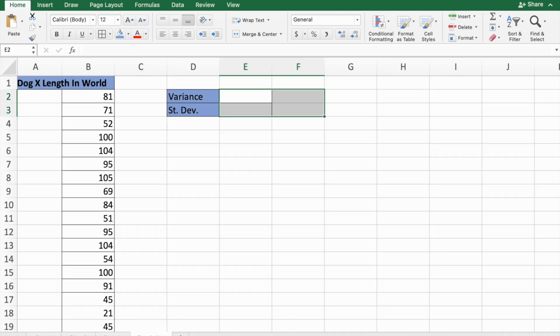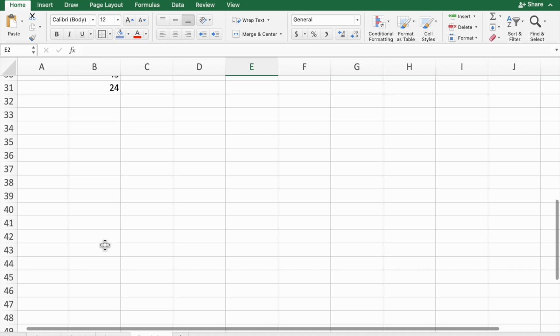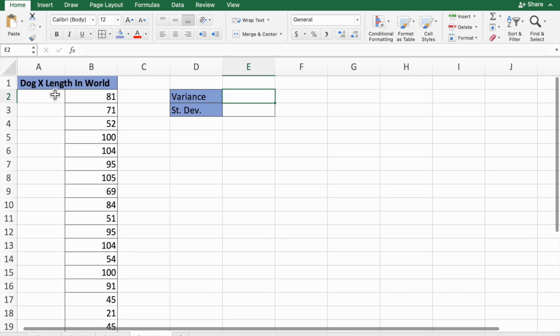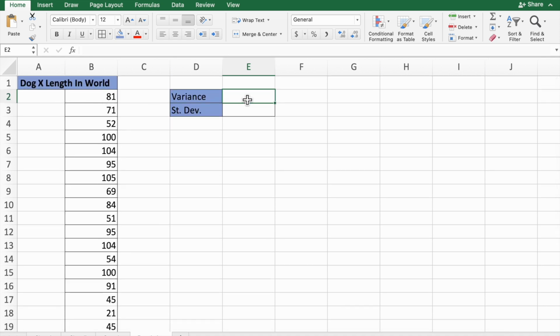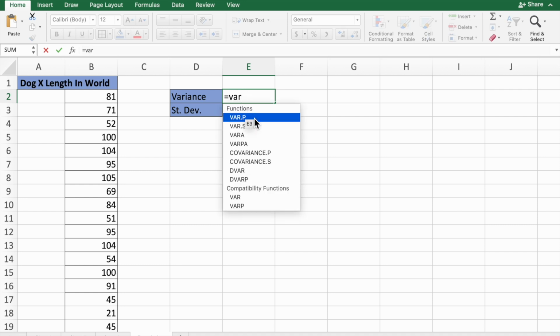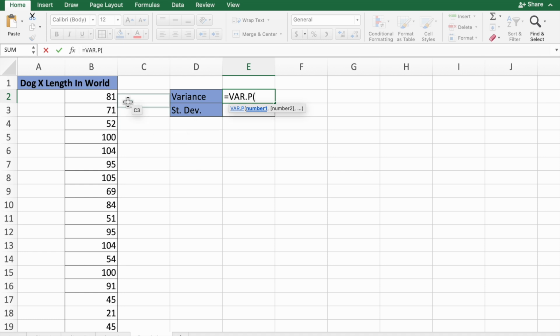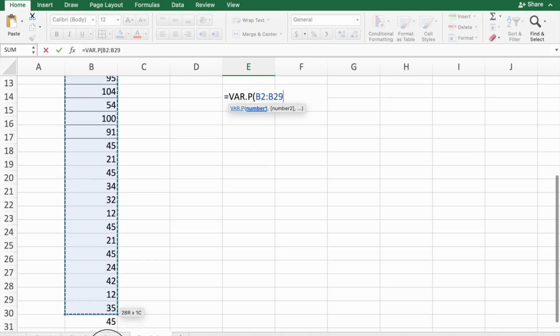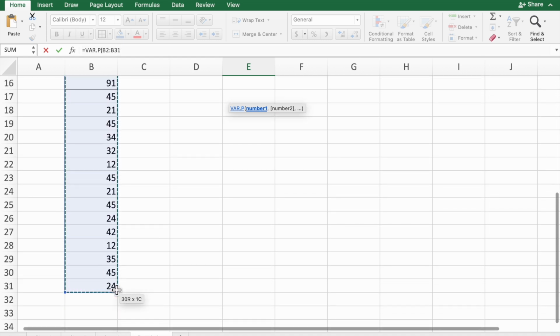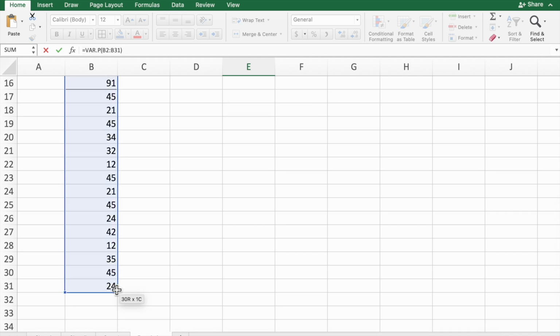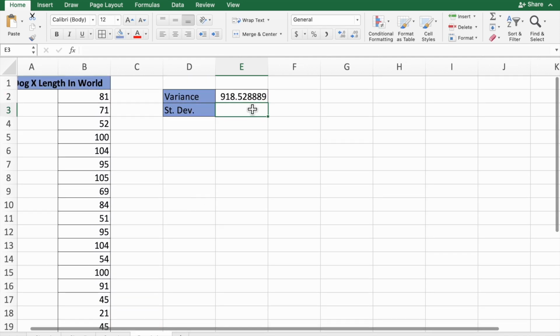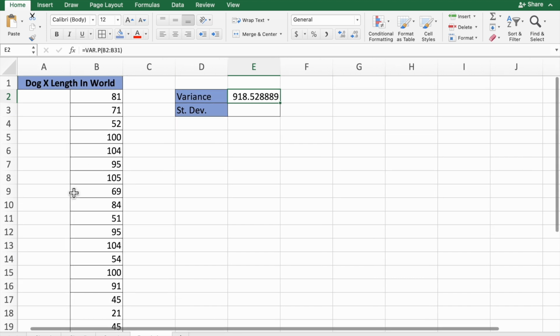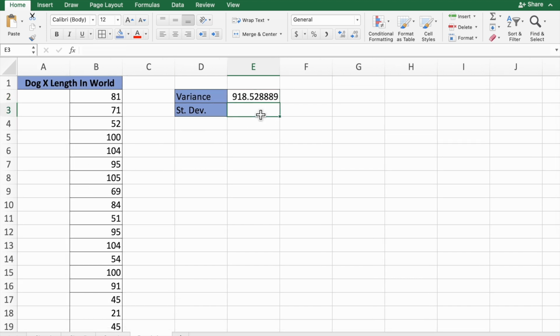And if you want to find out variance of a population, so what is the formula? So this is the population variance of dog x length. Okay, so equals to, then var.p. Okay, now select all the numbers. Okay, then bracket close. So this is the variance of this population. This is in centimeter square.